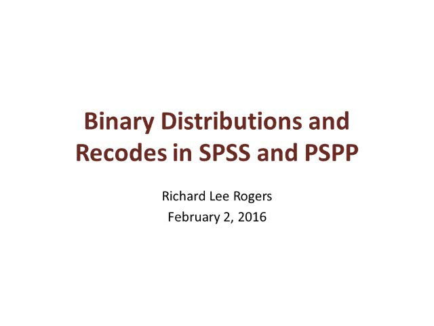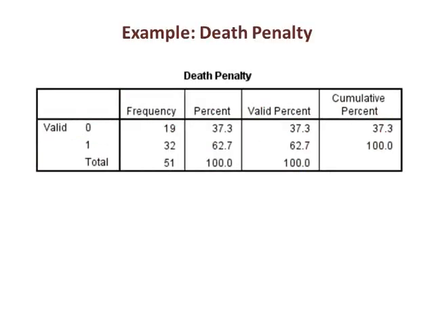This is Professor Rogers. This presentation reviews the binary distribution and shows how to recode any categorical distribution into a series of binary variables. A binary distribution is based on there being only two values, 1 if the situation is present and 0 if the situation is not present.